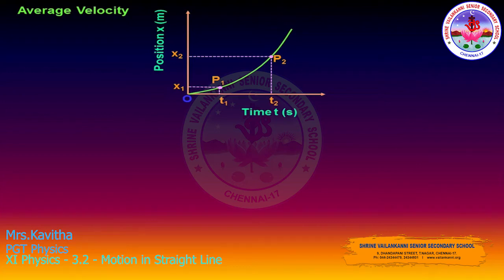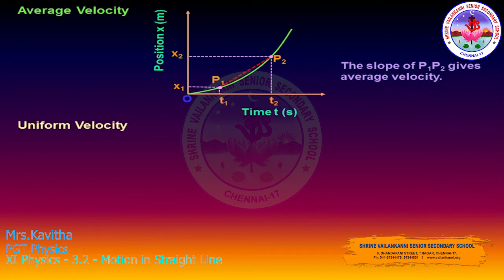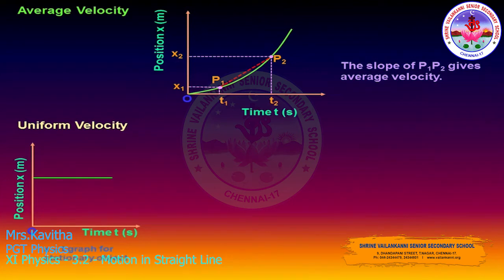The slope tan theta of the curve increases. Consequently, the velocity increases, and the motion is accelerated motion. Now the slope P1 P2 gives the average velocity between the two points, right? What is uniform velocity? We can see it through the position-time graph.